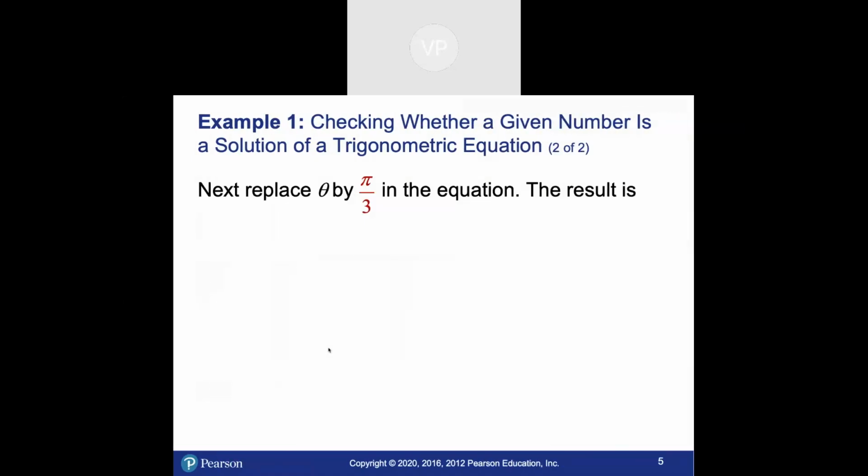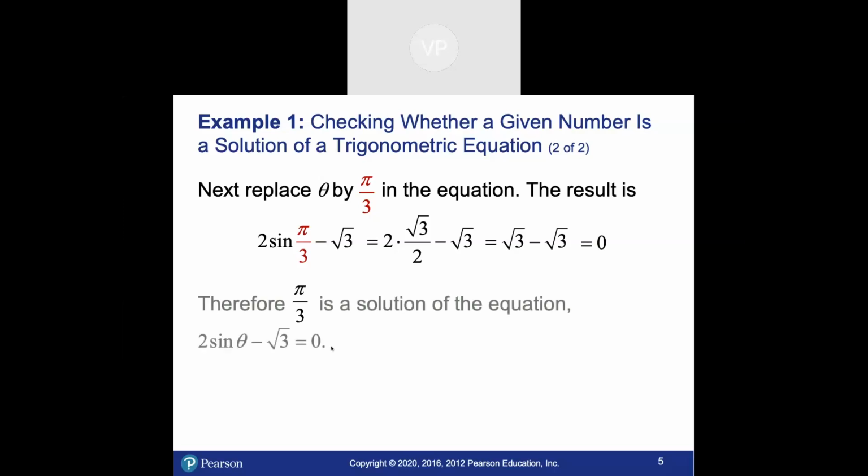So now for the same equation they want to ask, is theta equals pi over 3 going to be a solution? Just like before, replace the theta with the pi over 3. Sine of pi over 3, recall, is square root of 3 over 2. So we get 2 times root 3 over 2 minus root 3. The 2's cancel off. We get root 3 minus root 3, and lo and behold, we do get a 0. Thus confirming that pi over 3 is a solution to that equation, 2 sine theta minus root 3 equals 0. Okay, so you're going to get those first couple problems just like that. It's fairly straightforward. Literally, when they ask you, is this a solution?